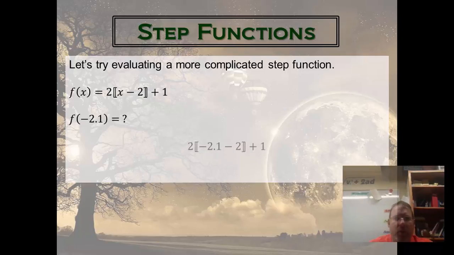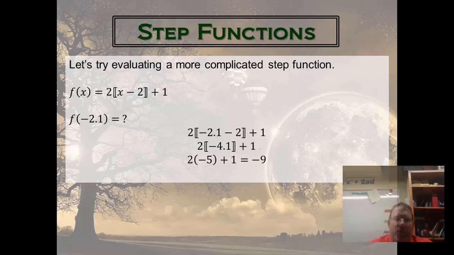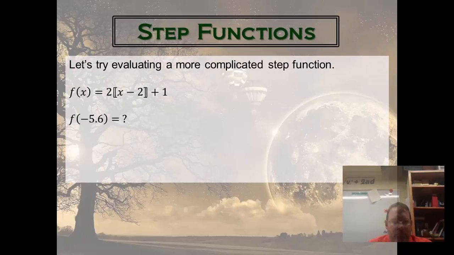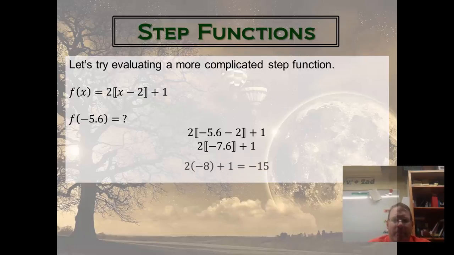So I plug negative 2.1 in. Negative 2.1 minus 2 is negative 4.1. The greatest integer less than or equal to negative 4.1 is negative 5. So that becomes 2 times negative 5 plus 1, and that is negative 9. Last one, f of negative 5.6. Plug it in. Negative 5.6 minus 2 is negative 7.6. Bump that down to negative 8, and you get negative 15 for your answer.